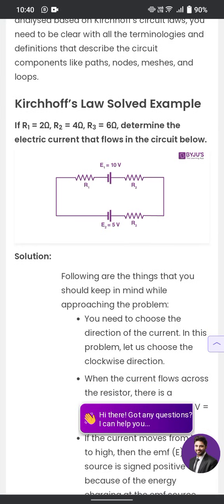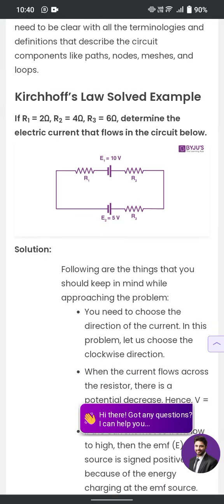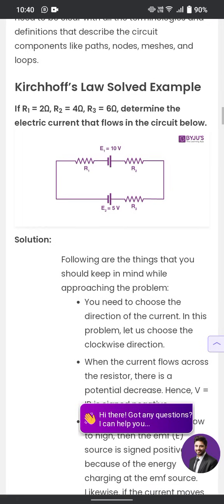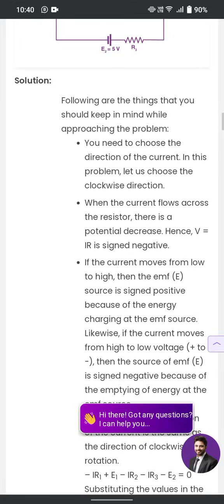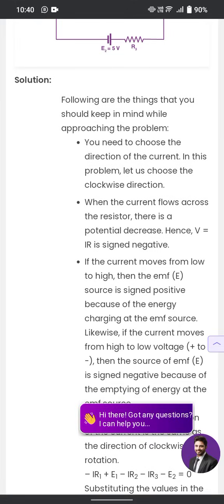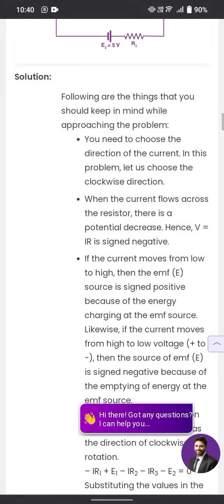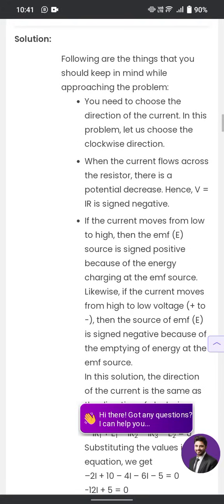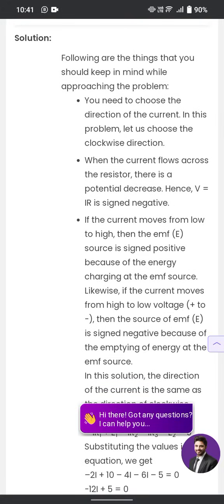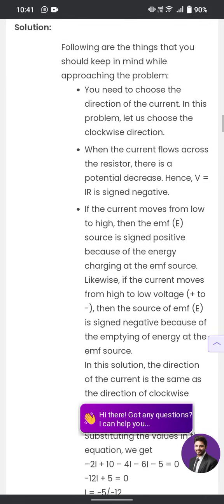Kirchhoff's law solved example: if R1 equals 2 ohms, R2 equals 4 ohms, R3 equals 6 ohms, determine the electric current that flows in the circuit below. Solution: the following are the things that you should keep in mind while approaching the problem. You need to choose the direction of the current in this problem. Let us choose the clockwise direction.